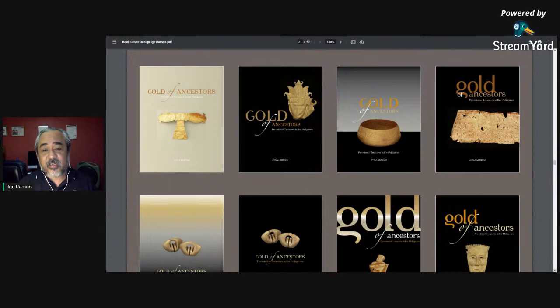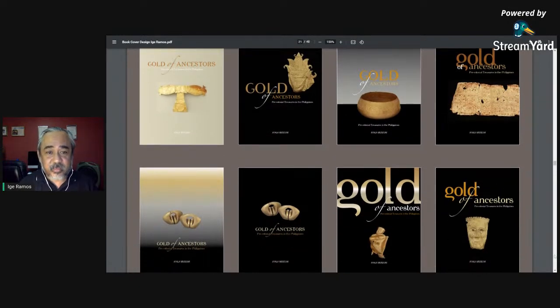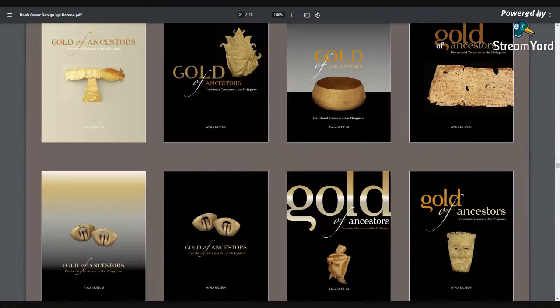Okay, this is very interesting. These are studies for the book I also did for Ayala Museum and Ayala Foundation. It's called The Gold of Ancestors. This is basically a catalog slash coffee table book to accompany the Gold of Ancestors exhibit at the Ayala Museum. So it's obvious that I was just given the photographs and the title and just played around with it, without reading the text, without having a design brief. What I did here was basically play around with different fonts and different treatments.